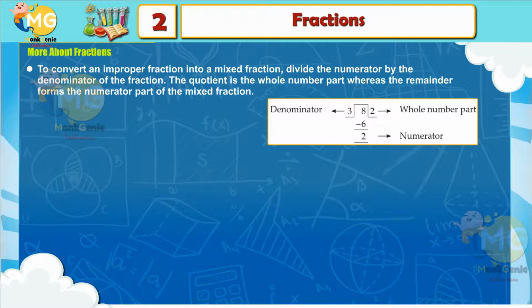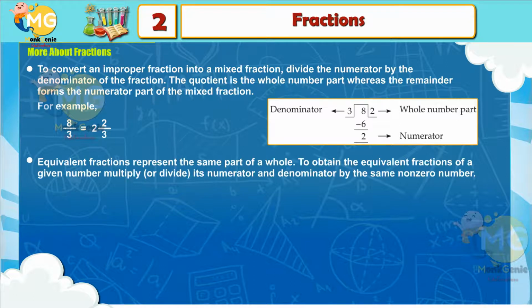To convert an improper fraction into a mixed fraction, divide the numerator by the denominator of the fraction. The quotient is the whole number part, whereas the remainder forms the numerator part of the mixed fraction. For example, 8/3 is equal to 2 2/3. Equivalent fractions represent the same part of a whole.